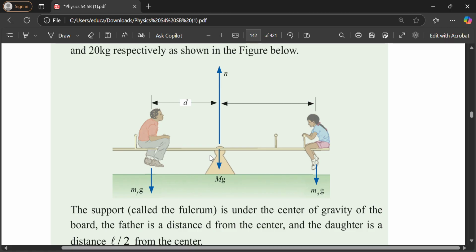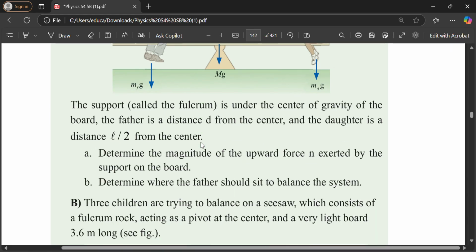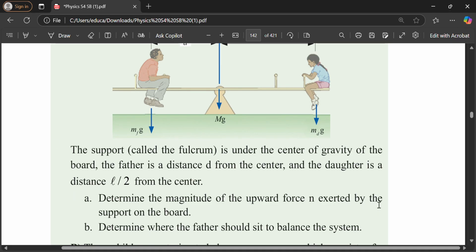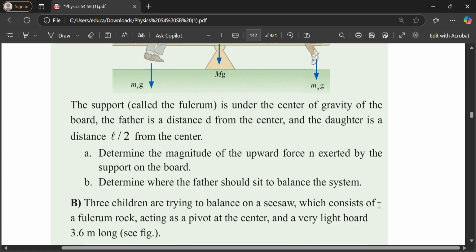Dufite seesaw cyangwa se runo rubaho rufite seesaw ni ntuza yose ariko iriho urubaho rufite ibiro 10, hanyuma father n'umwana we bariho. Father afite ibiro 50, hanyuma n'umwana nawe afite ibiro 20. The support called the fulcrum is under the center of gravity. Support ifashe no rubaho ingirimo hagati yitwa fulcrum, iri kuri center of gravity ya board cyangwa se ya rubaho.